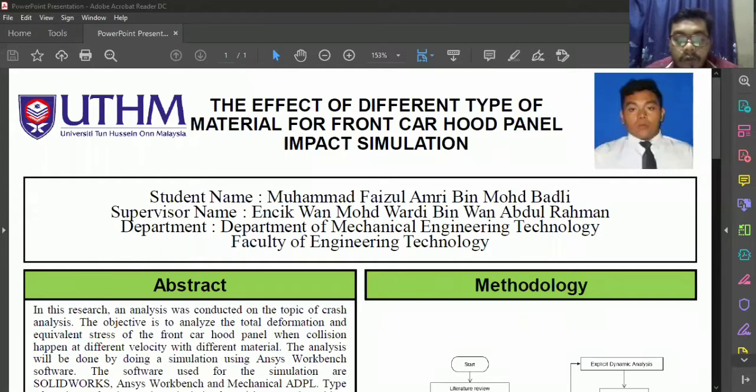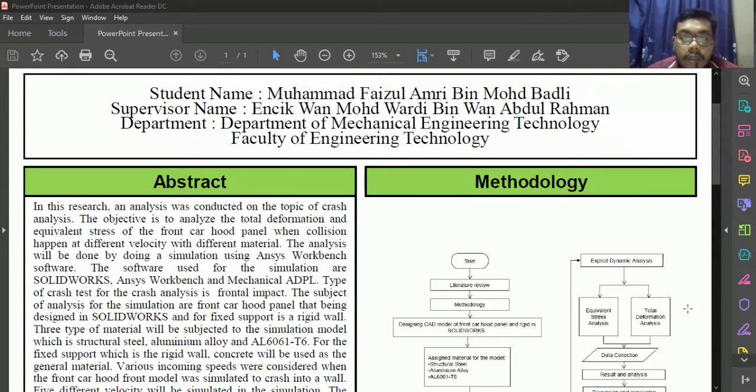Hello, my name is Faizul Amri, and today I will be presenting my final year project with the title of the effect of different type of material for front car hood panel impact simulation. My supervisor name is Encik Wan Muhammad Wardi bin Wan Abdul Rahman. I'm from Department of Mechanical Engineering Technology, Faculty of Engineering Technology.